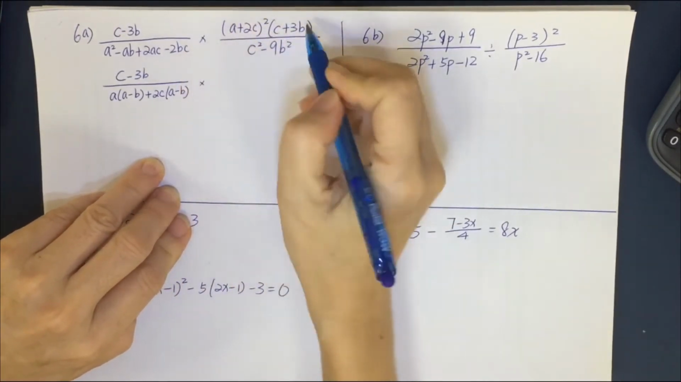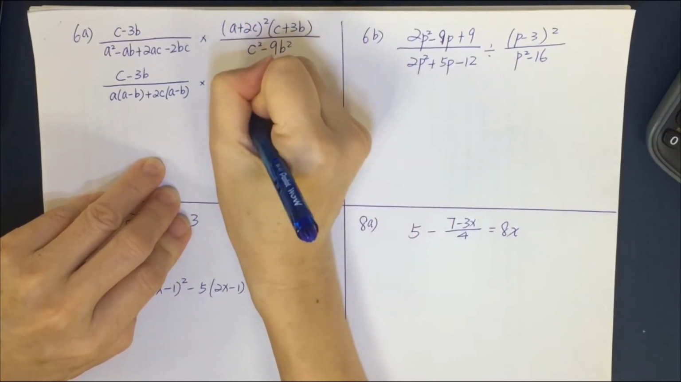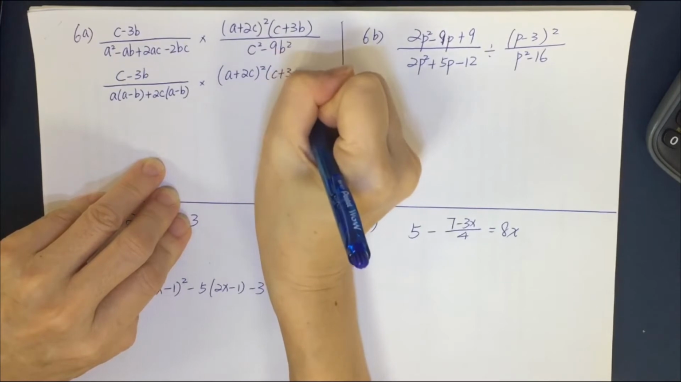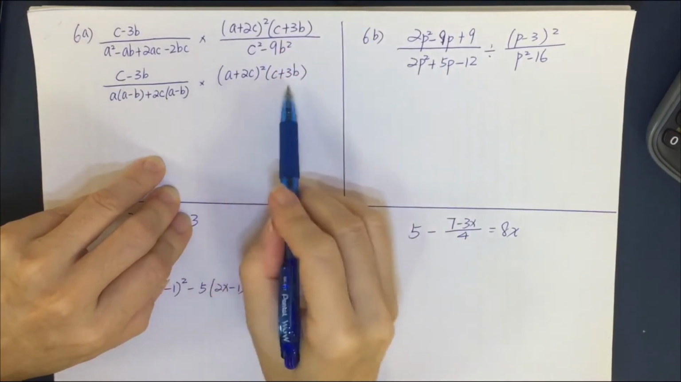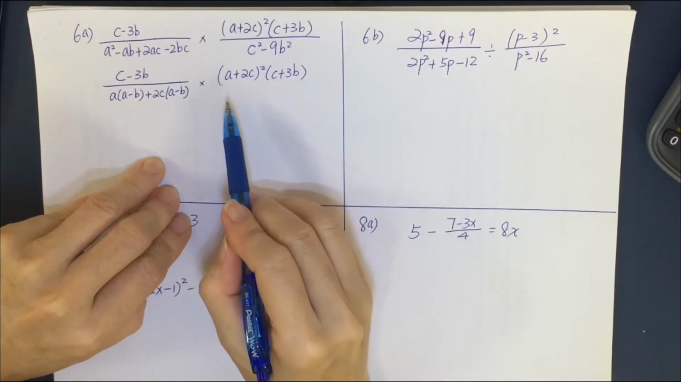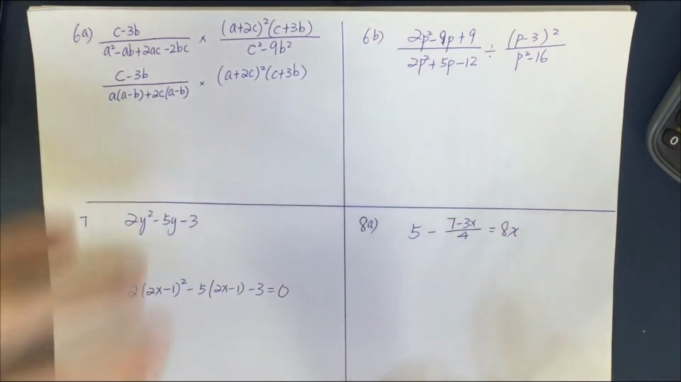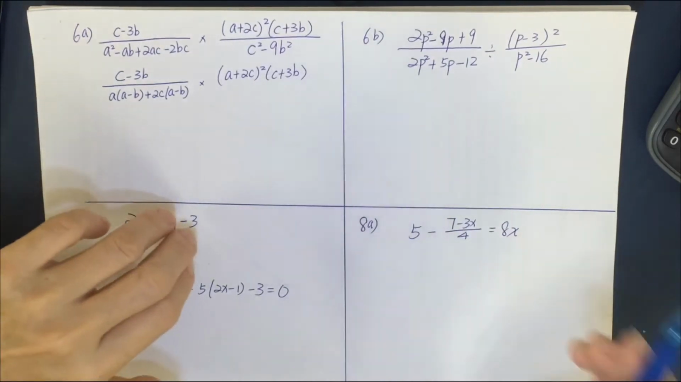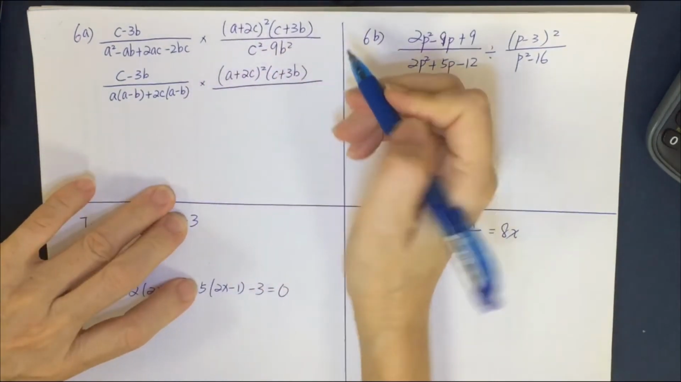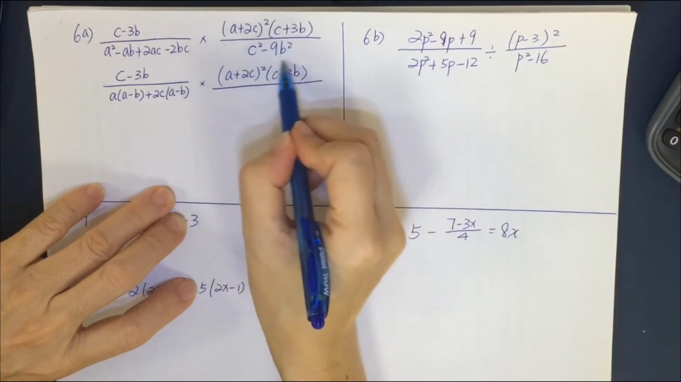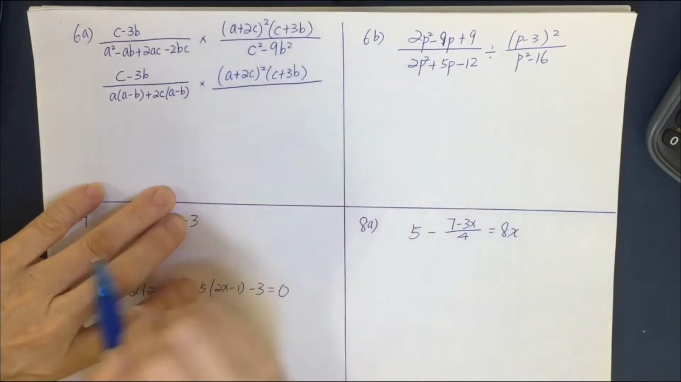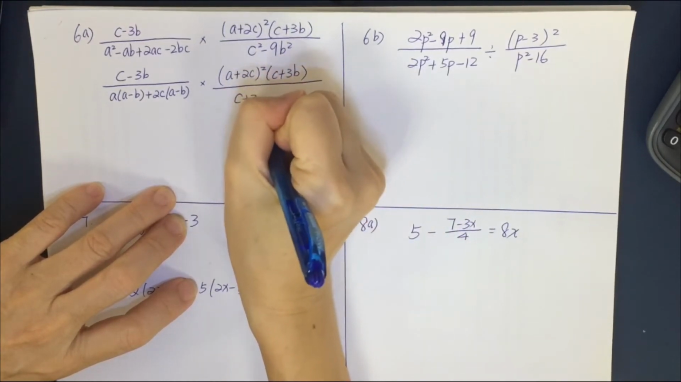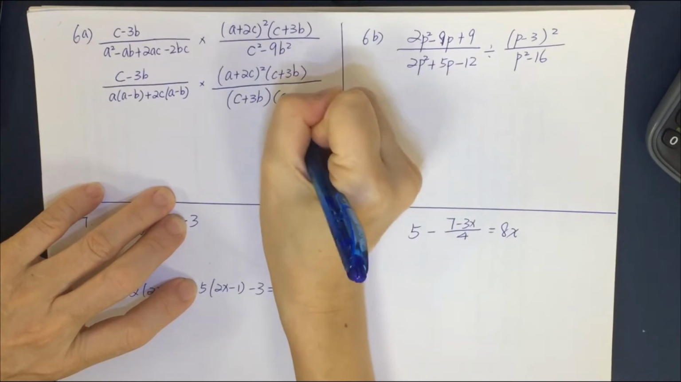As for this second fraction here, the numerator is already factorized. Please don't go and expand it. Whenever you expand, you make the whole thing term by term already, then you cannot do any division. So don't ever expand it. You're supposed to leave it. What you need to do is to factorize the denominator. So the denominator can be factorized to be c plus 3b and c minus 3b.